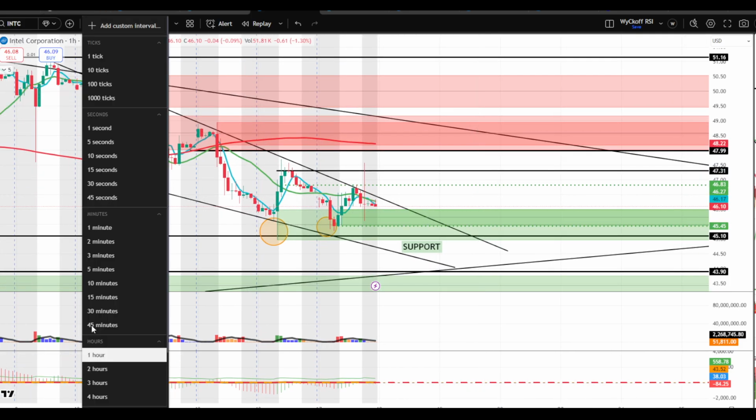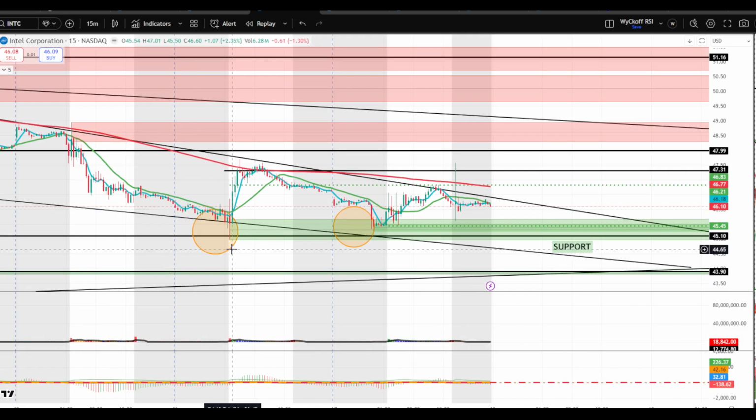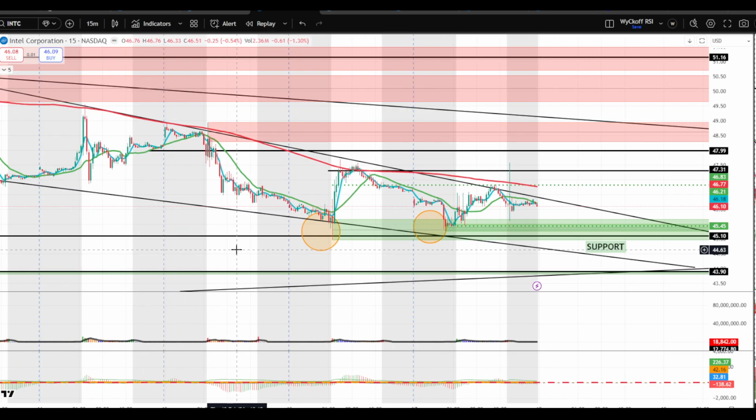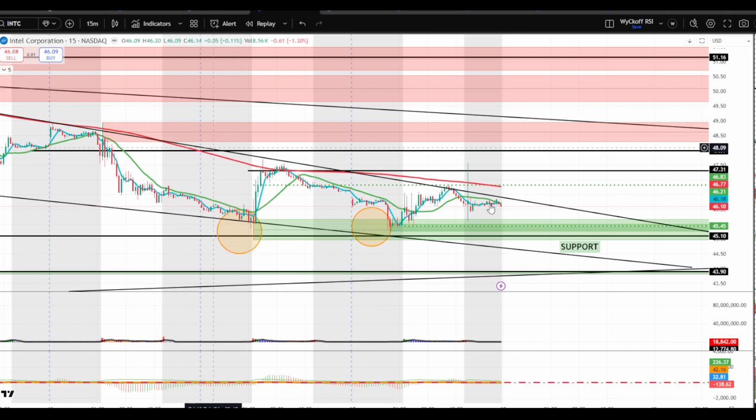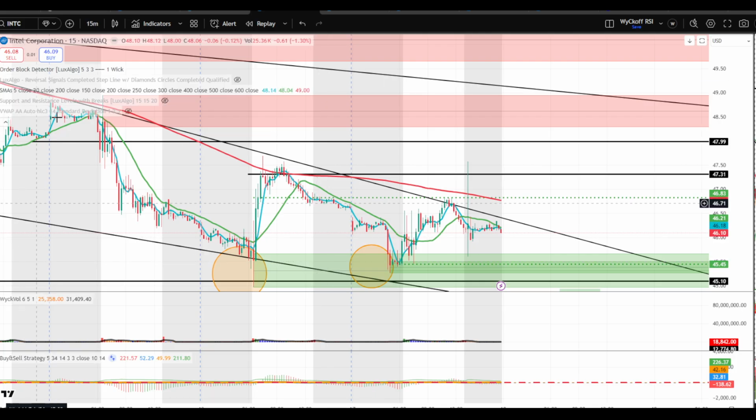So that's what you would do. Going down to the 30, same thing. I mean, could go down here, 15 minutes, same thing. So on the smaller time frames, you see the 200s right here on the previous day's high, at least at this time on the 15-minute. So VWAP is right here.